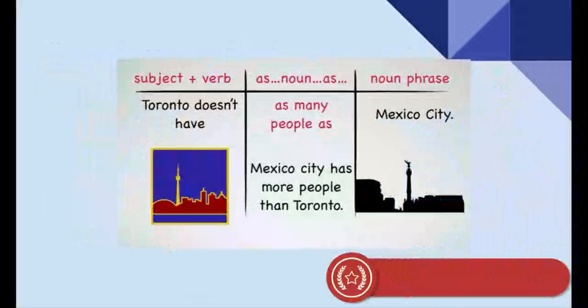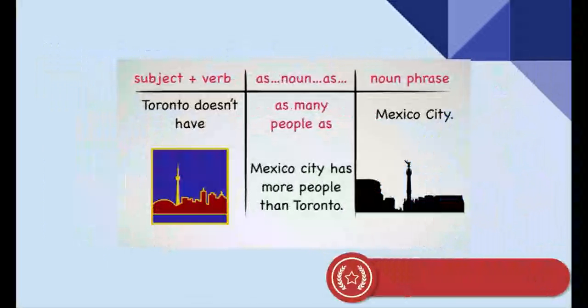Toronto doesn't have as many people as Mexico City. Why? Because Mexico City has more people than Toronto. So here we look at the negative. Not as, in this case, many people as. Of course, remember that if we're talking about things that are uncountable, for example, light or space or traffic, maybe we could use much and not many.